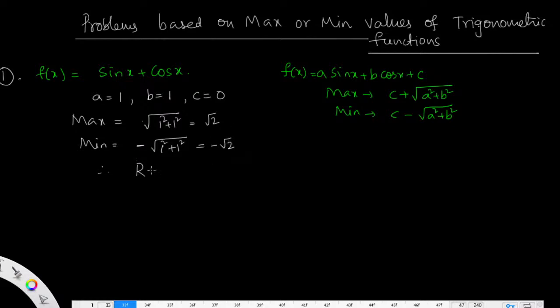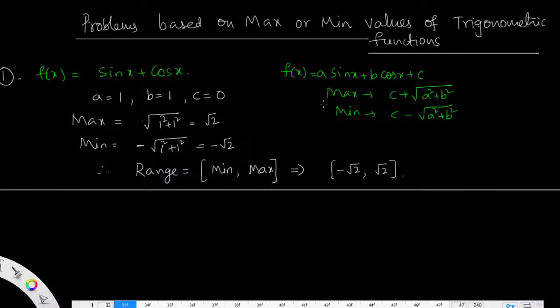Therefore, the range of the function is always written with the minimum first and then the maximum. Therefore, the range of f of x equal to sin x plus cos x is minus root 2 comma plus root 2. So for a function in the form a sin x plus b cos x plus c, the range is minus root 2 to plus root 2 here. And similarly the second question, you have to practice all this.